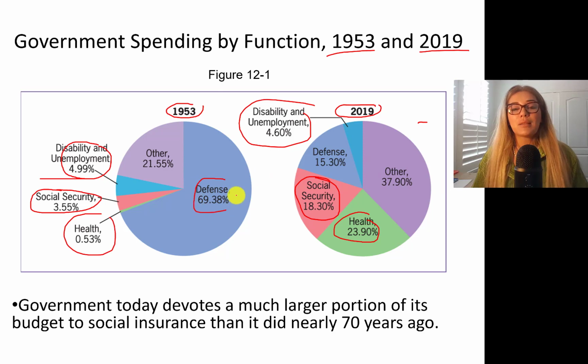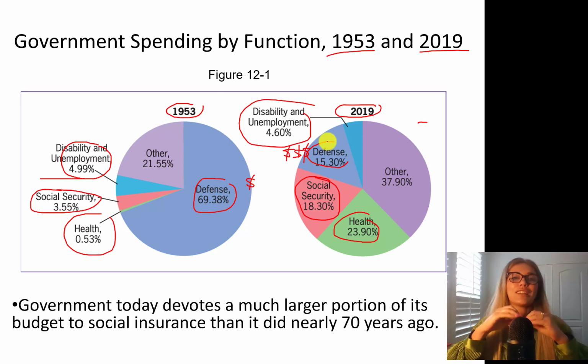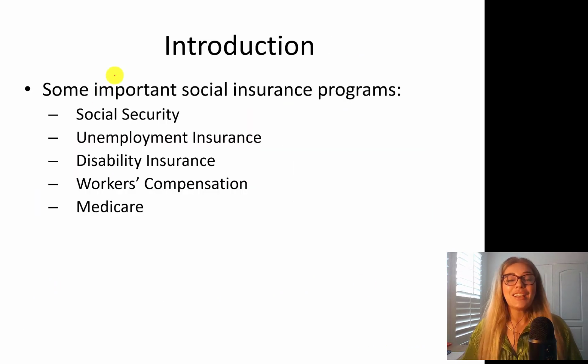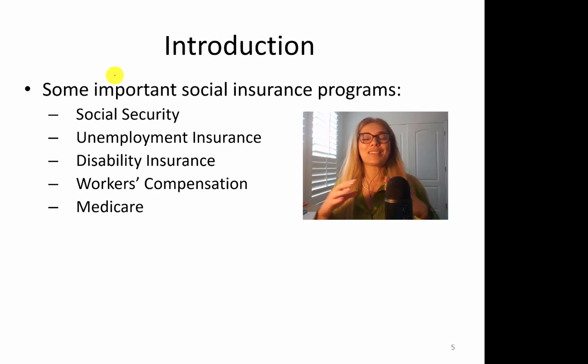Defense as a percentage of government spending was 70%, and now it's almost 15%. Of course, remember this defense spending today is much higher than the defense spending back in the day. But we are talking about its relative place in the government budget. So government today devotes a much larger portion of its budget to social insurance than it did 70, 80 years ago. Okay. So we are going to talk about some important social insurance programs in this chapter.